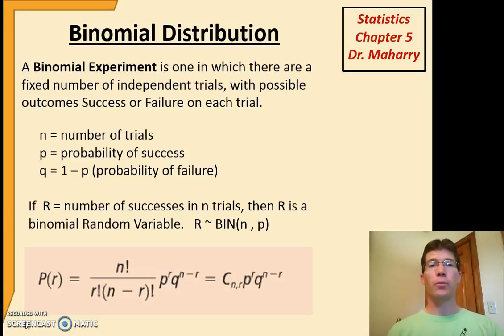So if you recall, a binomial experiment is one where there's a fixed number of trials. So n is the number of trials. We're repeating something over and over again, and we're counting the number of successes. So we define a success as something, and p is the probability of success on a given trial. So if we count the number of successes in n trials, then r here is a binomial.